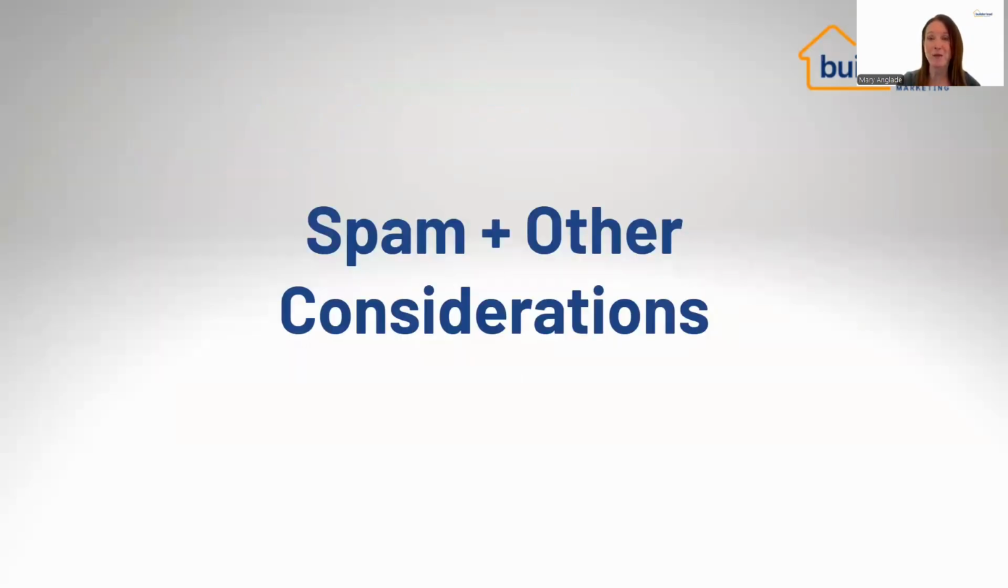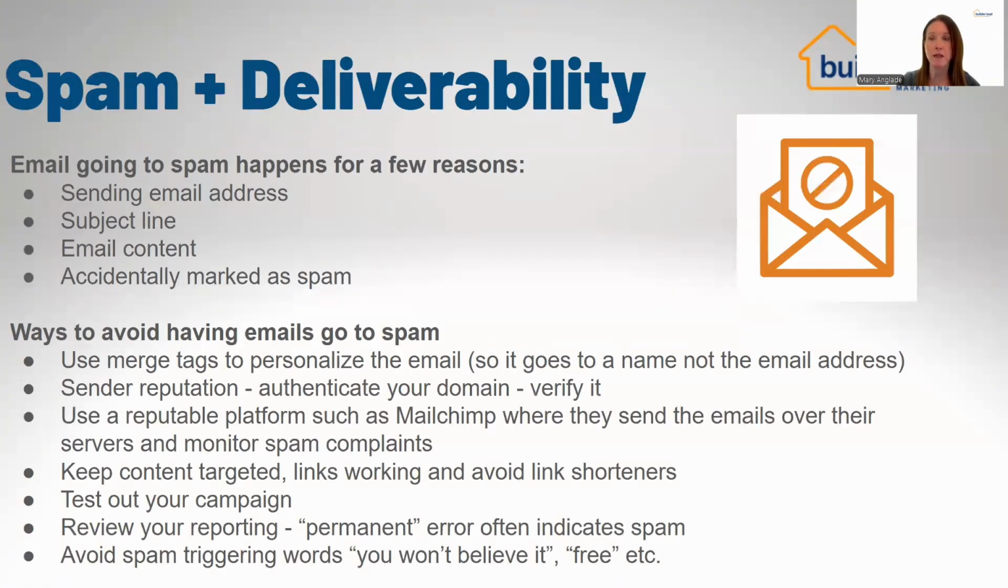So, spam. Let's talk about spam, because it can be quite a big problem. Email goes to spam for a few reasons. It could be the address you're sending it from. If you have a bad sender reputation and you've been spamming people, or even inadvertently, maybe you emailed people late at night or in the middle of the night, sometimes they'll think it's spam, even if you were not meaning it to be spam. Subject line and email content, you want to stay away from certain terms, which we'll get into. And you could also just be accidentally marked as spam.